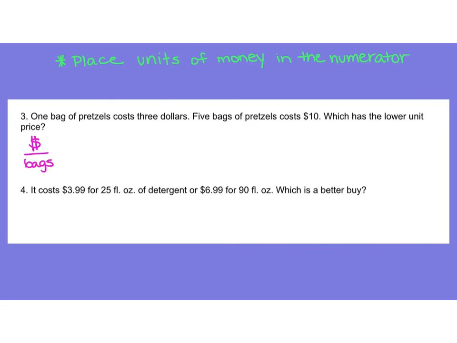So we've written our unit fraction. So 1 bag of pretzels costs $3 and 5 bags of pretzels cost $10. The 1 bag of pretzels for $3 is already a unit rate because the second quantity is 1. So it costs $3 per bag.